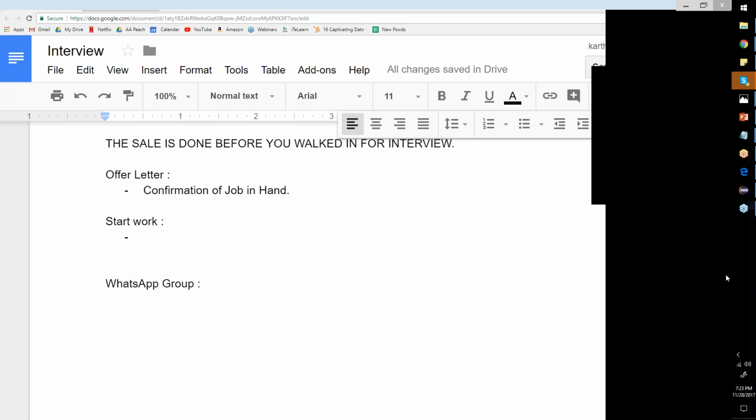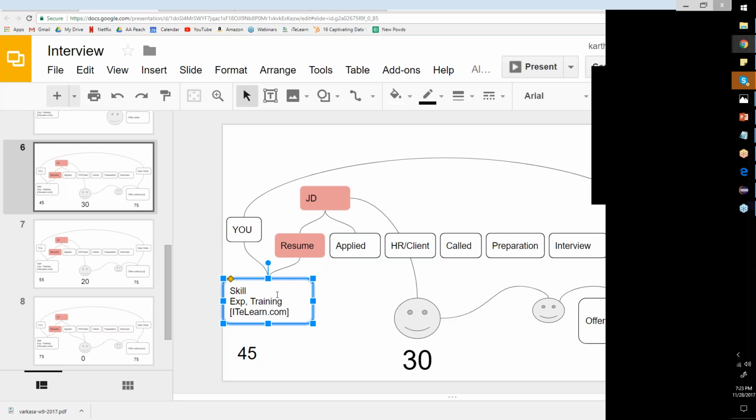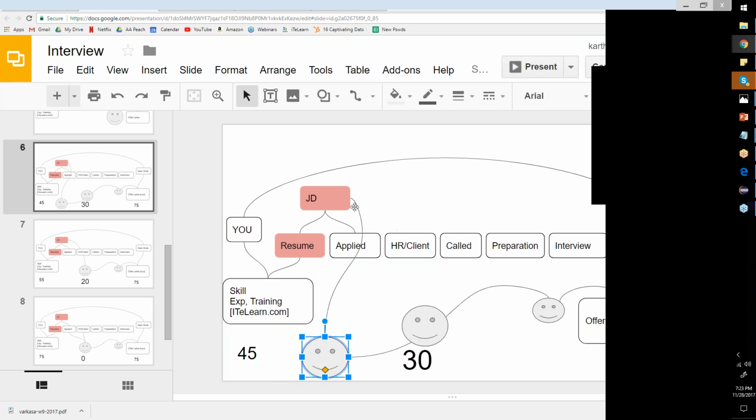There's a question from a gentleman who I believe has left. But Karthik, thanks for the information today. I want to know how you would be able to help me by providing the information. Cool. I think what I am trying to do is how I take you from here all the way to here. So if you look at iTeLearn, I'm here right now, team.